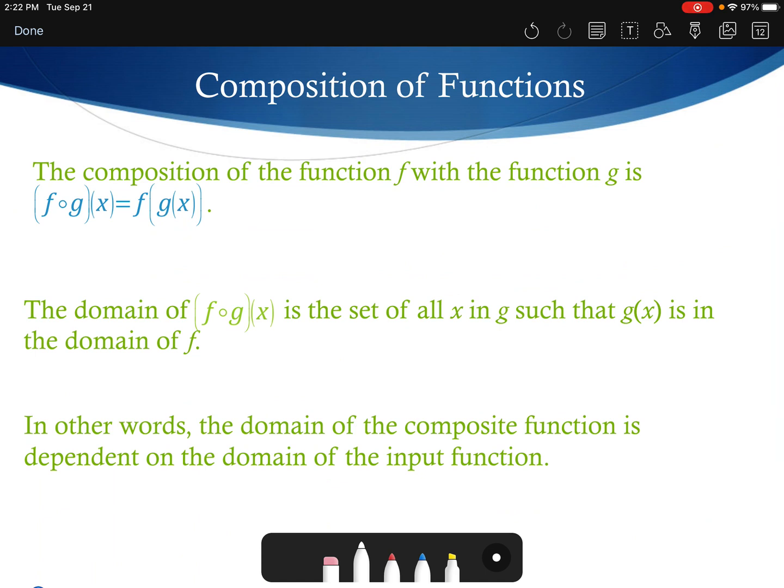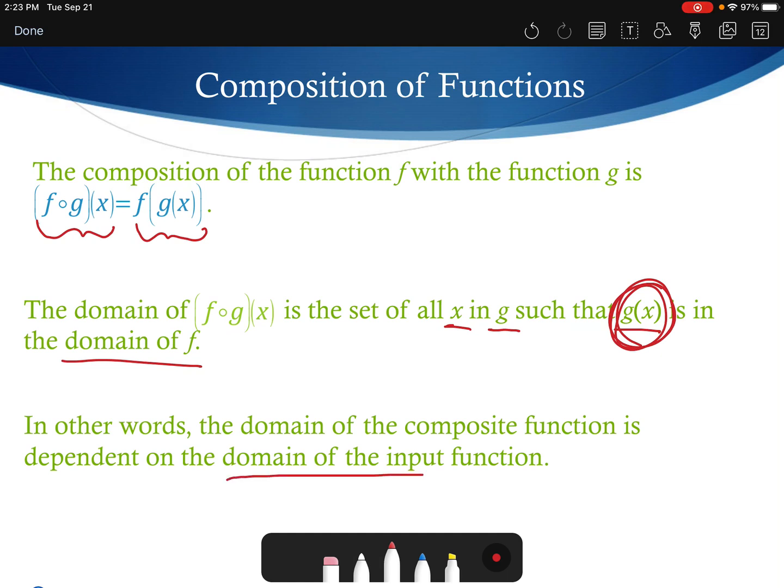Now, composition functions. These are fun. This is when we take a function and put it into another function. And we say f of g of x. In this case, we say f circle g of x. But f circle g is the same as f of g of x. Now, the domain of this composite function is the set of all x's in the domain of g such that the range of g is in the domain of f. So in other words, the domain of the composite function is dependent on the domain of our input.